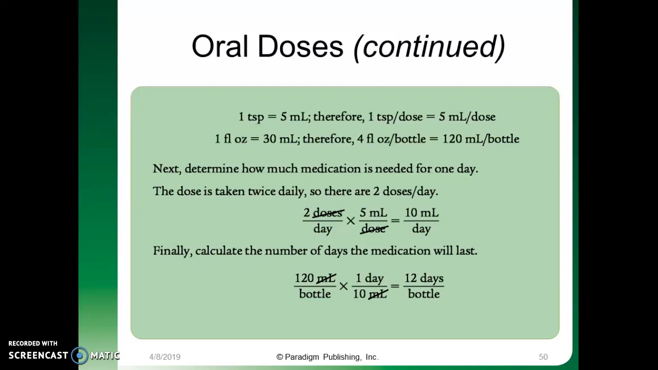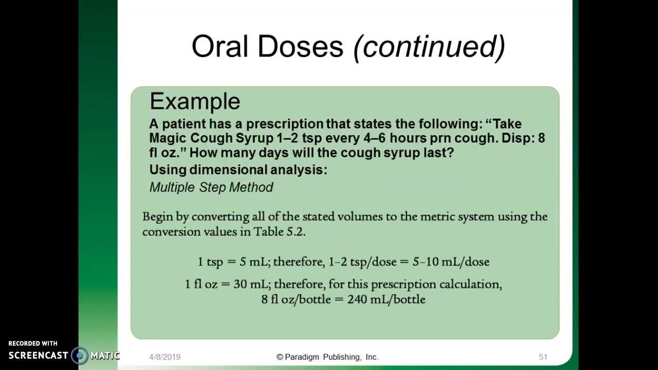Next, determine how much medication is needed for 1 day. So if you're taking 2 doses per day, that's 5 mLs per dose. That will equal 10 mLs per day. Finally, calculate the number of days. So if there's 120 mLs per bottle, and in 1 day you're taking 10 milliliters, then 120 divided by 10 will be 12 days per bottle.